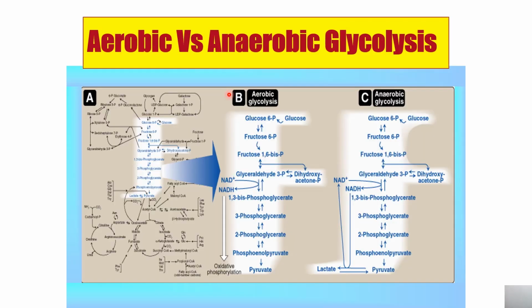So if you see, this is the process of aerobic versus anaerobic glycolysis. Glucose goes to glucose 6-phosphate, to fructose 6-phosphate, to fructose 1,6 bisphosphate, to glyceraldehyde 3-phosphate and dihydroxyacetone phosphate, then 1,3 bisphosphoglycerate, 3-phosphoglycerate, 2-phosphoglycerate, phosphoenolpyruvate and pyruvate. In anaerobic glycolysis, it will also get converted to pyruvate, but then it will move ahead to lactate. Whereas in aerobic glycolysis, it will go forward to the TCA cycle and oxidative phosphorylation in the mitochondria.